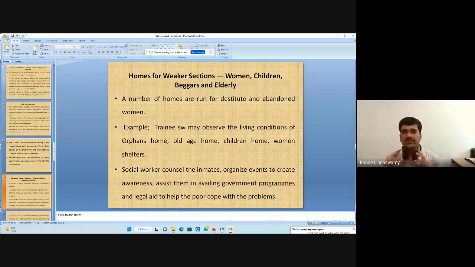Homes for weaker sections, home for the woman, home for the children, home for beggars, home for elderly or old age. A number of homes are run for destitutes and abandoned women and abandoned children. For example, a trainee social worker may observe the living conditions of an orphan home, old age home, children home, women shelters.